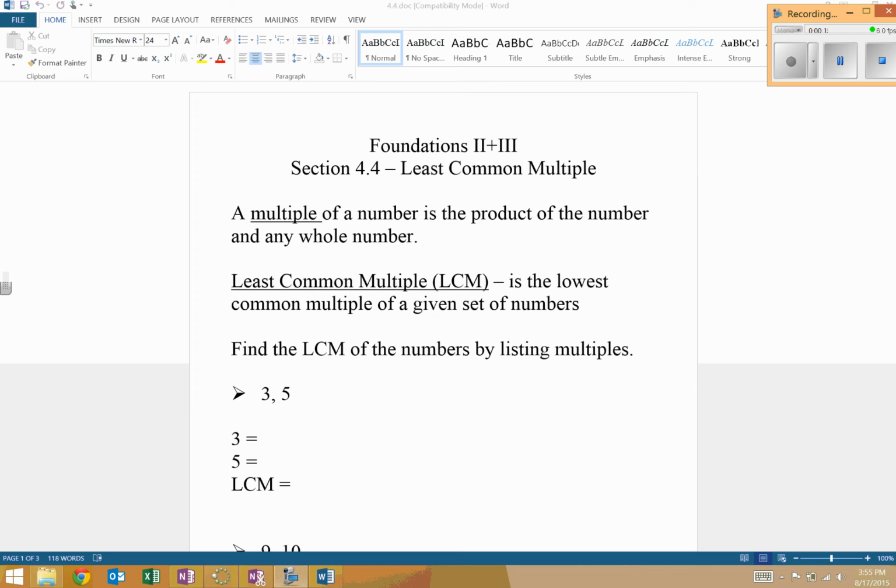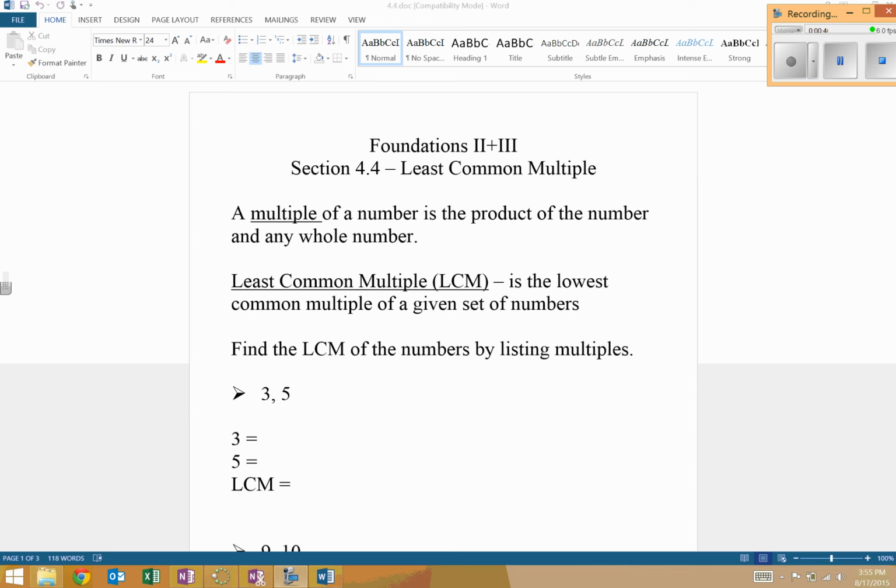Least common multiple. A multiple of a number is the product of the number and any whole number. For example, multiples of 3 would be 3, 6, 9, 12. Multiples of 9: 9 times 1 is 9, 9 times 2 is 18, 9 times 3 is 27, and so on. Those are examples of multiples. A least common multiple is the lowest common multiple of any given set of numbers.